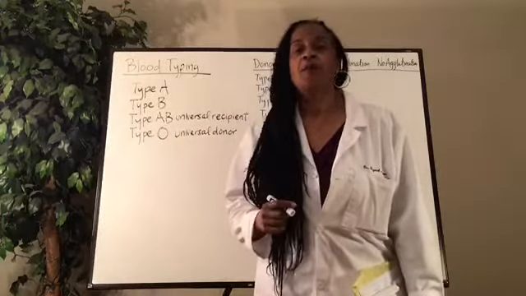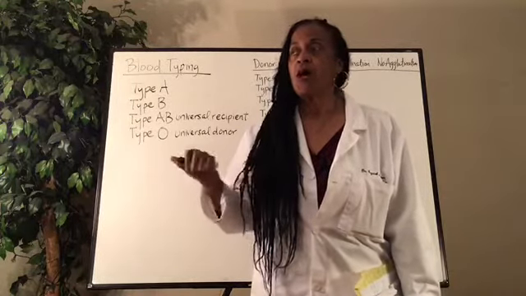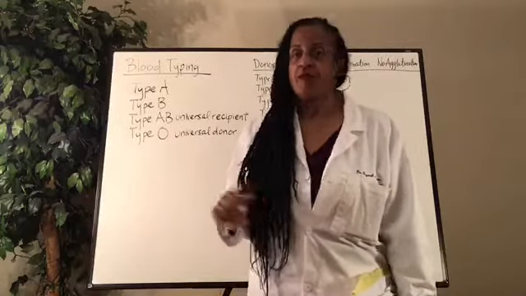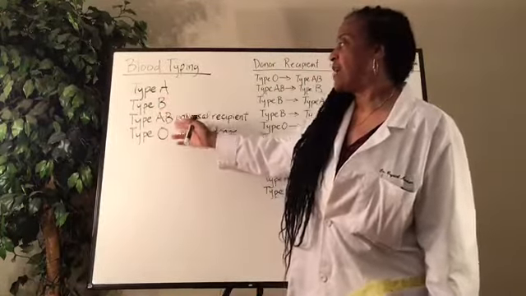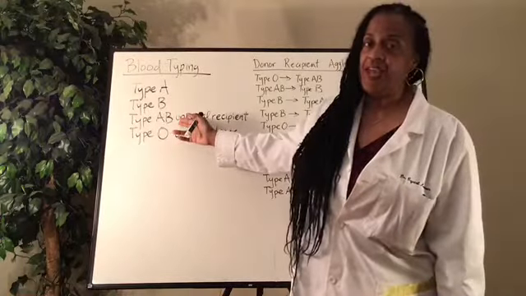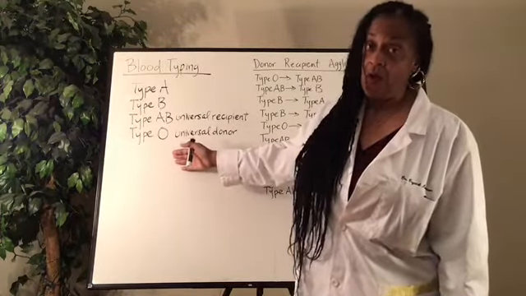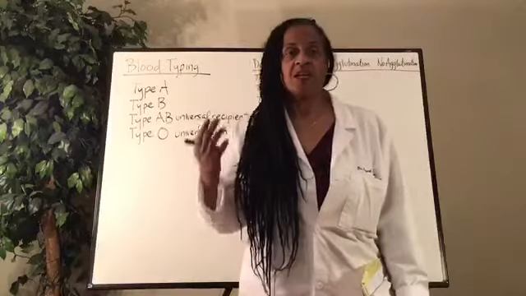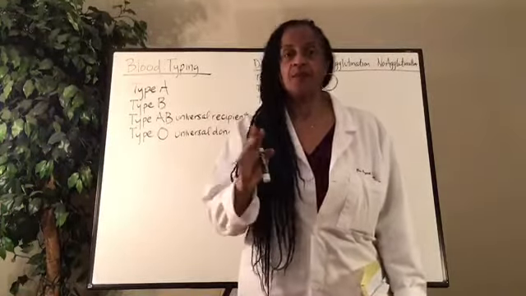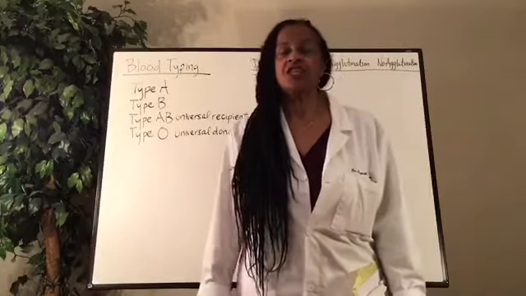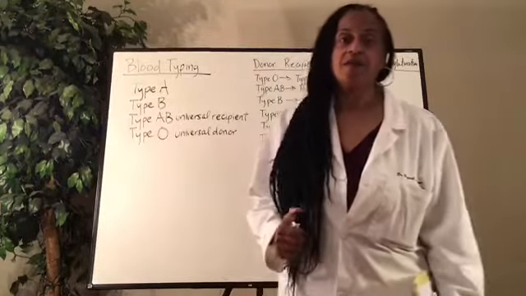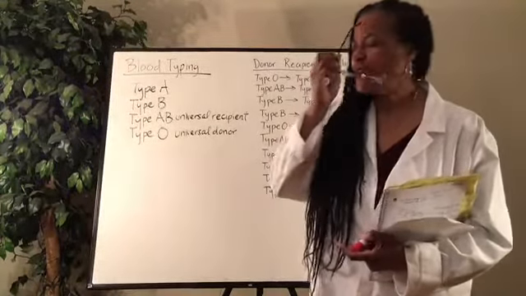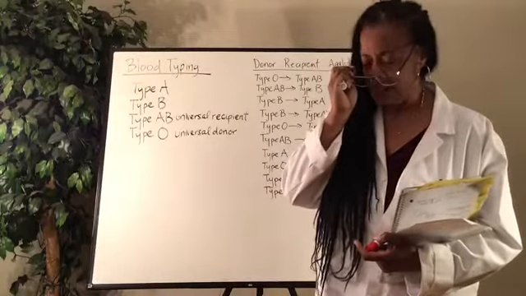Now, some of you may be saying, well, I'm type A positive or A negative, or B positive or B negative, or AB positive or AB negative, or O positive or O negative. We're going to talk about what makes the blood negative and positive in a minute. But first, let's just look at compatibility of the ABO blood types.